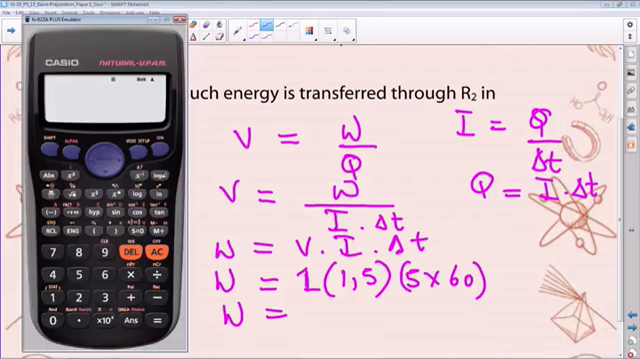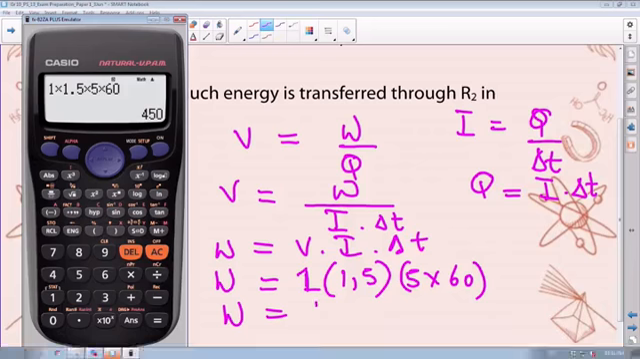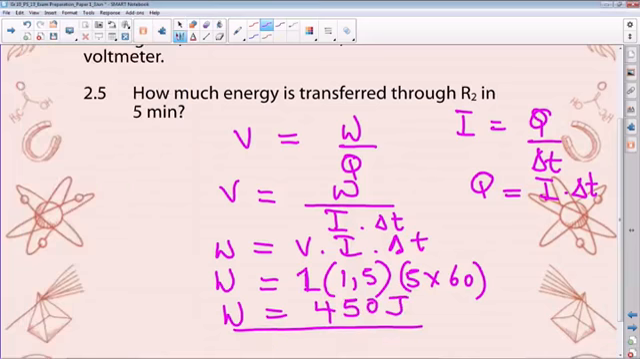We've got 1 times 1.5 times 5 times 60, okay, times 60 there. What do we get? We get 450. Because it's energy, it will be measured in joules, right? So basically, that's what is happening as far as that circuit is concerned, right?